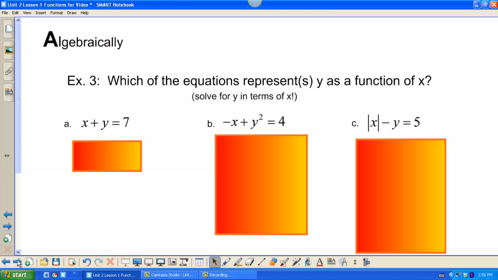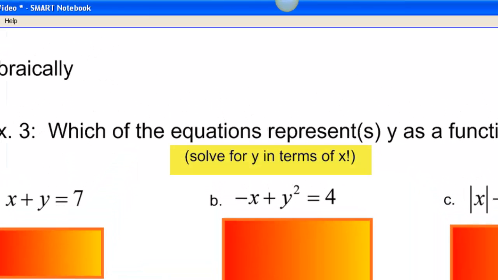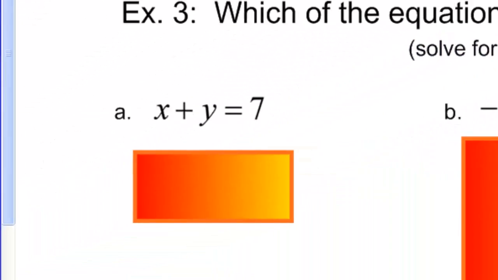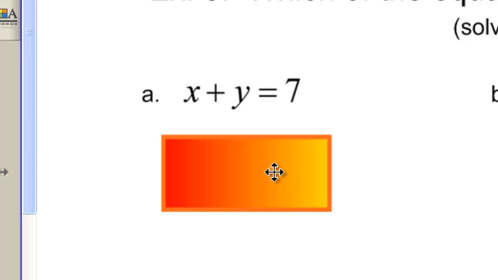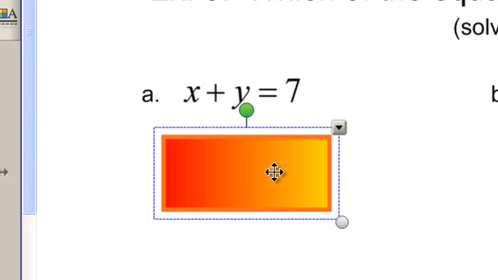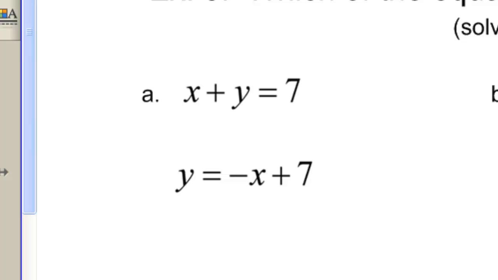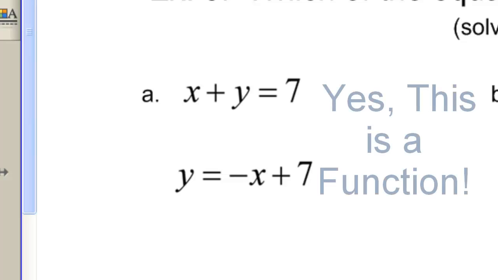Next, we're going to talk about it algebraically. Which of the equations represents y as a function of x? Keep in mind for each input there's one output. So what do you need to do on your paper? You need to solve for y. So let's look at problem A. If I have x plus y equals 7 and I solve for y, I would subtract x from both sides to yield y equals negative x plus 7. This is a line. This is a function because every x input is going to have one output.